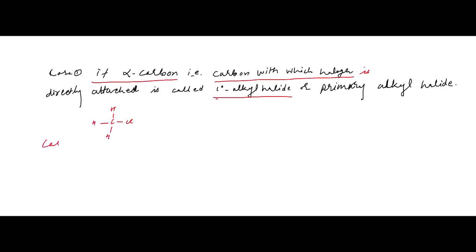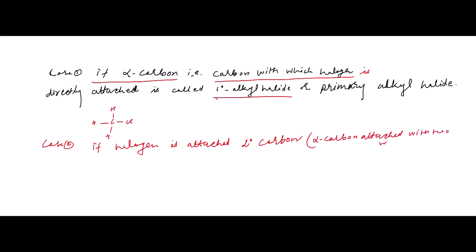And case 2. If halogen is attached with 2-degree carbon. What is 2-degree carbon? Sir, 2-degree carbon means alpha carbon attached with 2 more carbon. Alpha carbon attached with 2 more carbon.